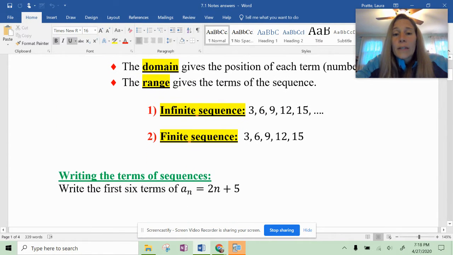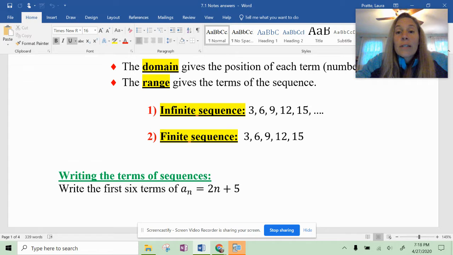There's two types of sequences. There is infinite sequence, which is basically just like what it sounds like. It goes on for infinity. So you'll notice that little ellipsis there at the end indicating that it's an infinite sequence. And there's also finite sequences, which are just a predetermined set of numbers. So maybe we only want to know 6 terms.